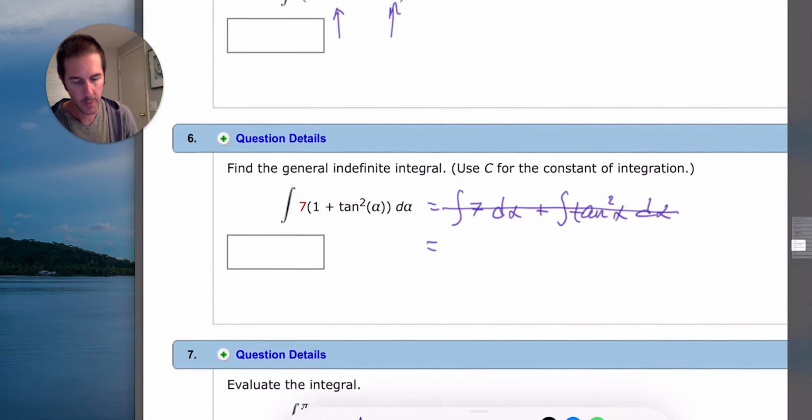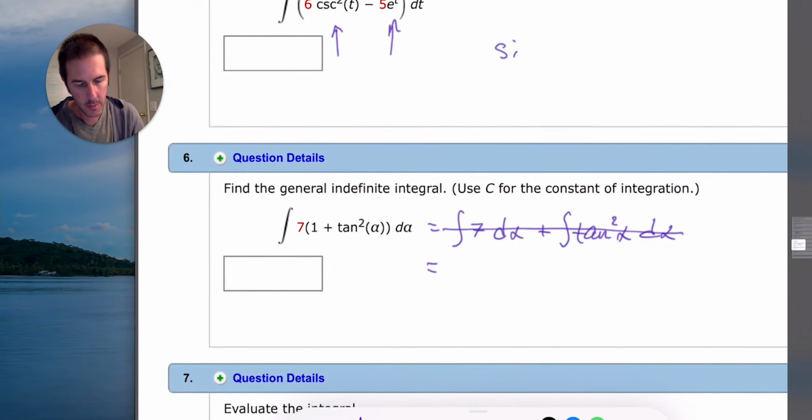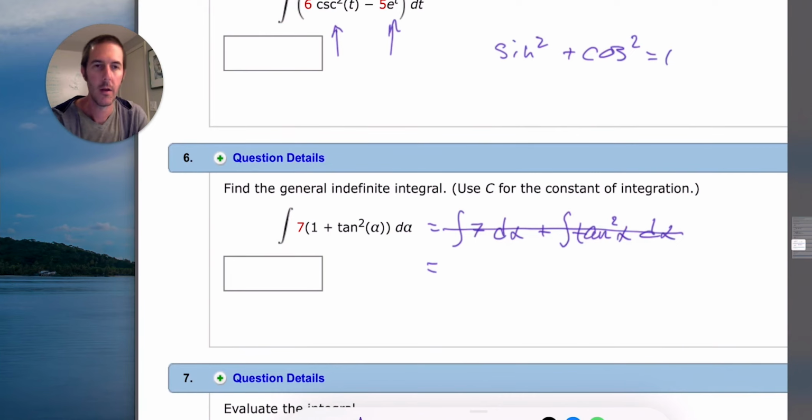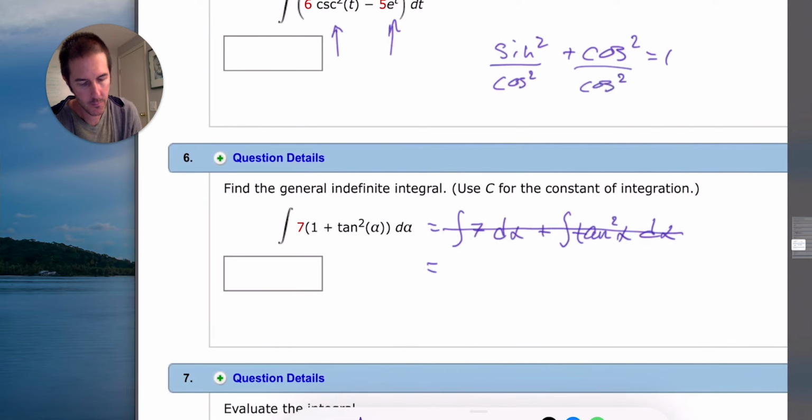Let's just do a quick bit of review, shall we? Sine squared theta plus cosine squared theta equals 1. That's the trigonometric Pythagorean identity. If you divide the entire equation by cosine squared, right? What I do to one side of an equation, I have to do to the other. You're in Calc 1. You know that already.